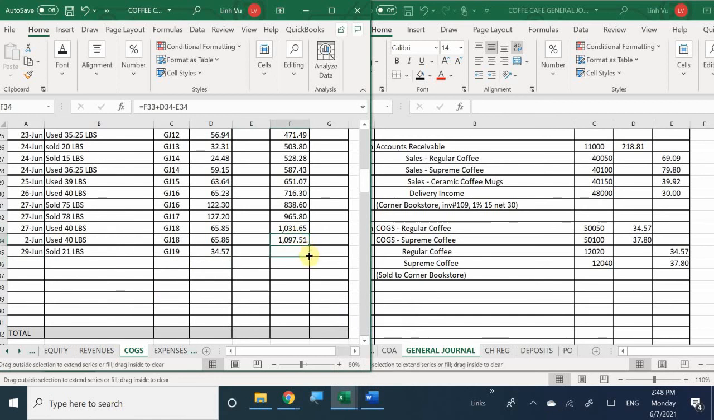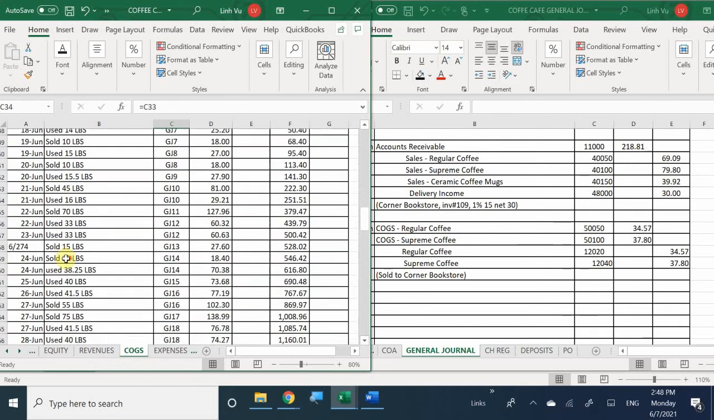And then go down to Supreme Coffee. What was my running balance in my cost of goods sold? 11.32 and 8 cents. 11.32.08. Good. Okay.